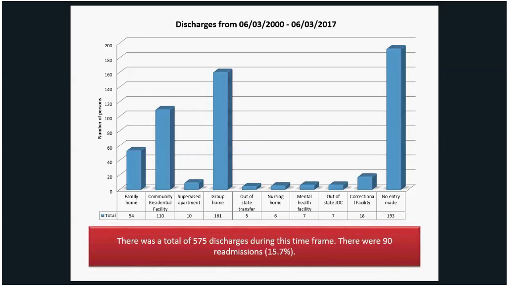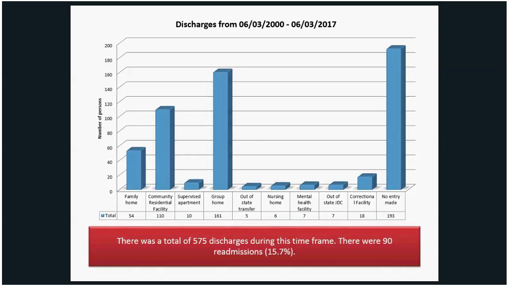And some of this data may be a little off because of our avatar. And on the next slide, this no entry made is we're having some problems with our electronic system database. Gotcha. It could be a glitch that's going on there. But it shows that there were 575 discharges, and then that there was 90 readmissions.